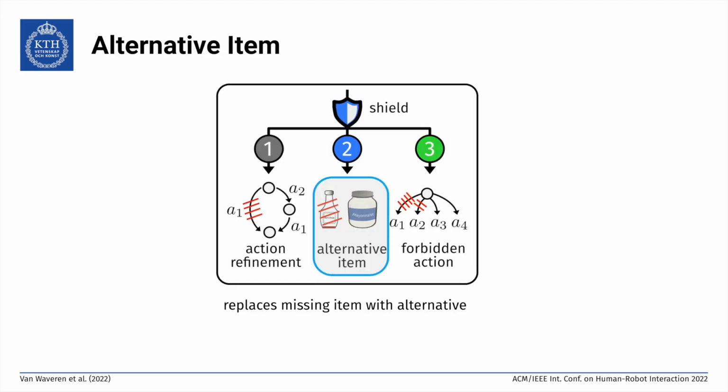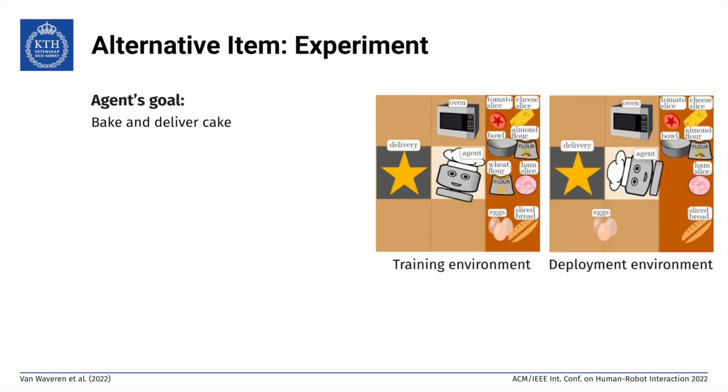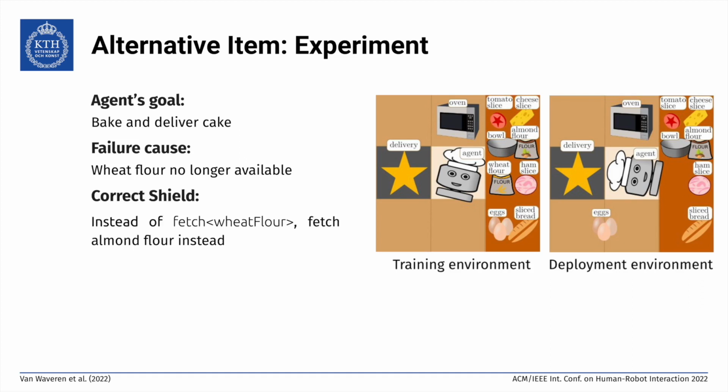The alternative item shield corrects the failed action by replacing the missing item with an alternative. The agent has been trained to bake and deliver a cake. However, after deployment, wheat flour is no longer available. The correct shield replaces wheat flour with the alternative, almond flour.